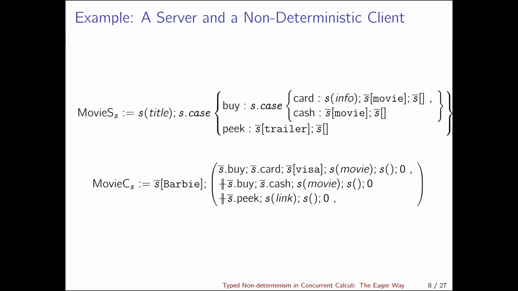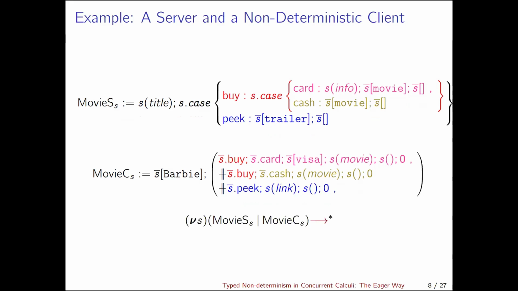So just to give you an example, these are two processes for a server and a non-deterministic client. So the movie server expects to receive the title of a movie, and then it gives you two options. Either you can buy or you can just pick. And then if you choose buy, for instance, then you have another two options: you can pay by card or by cash. And then the client is going to send to the server, I want to watch the Barbie movie. And then the client has three options. Either the client is going to choose to buy the movie in cash or in card, or just pick. Okay, so the movie service gives two options to start, and then the client side has to choose between one of these choices. Okay, so what's going to happen?